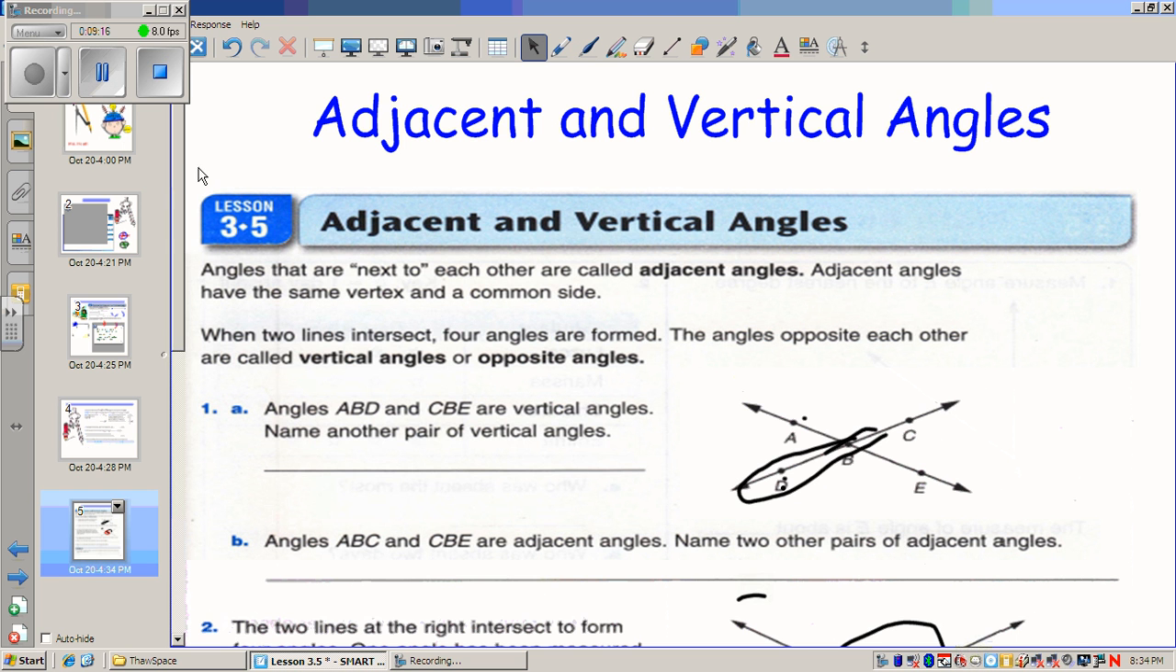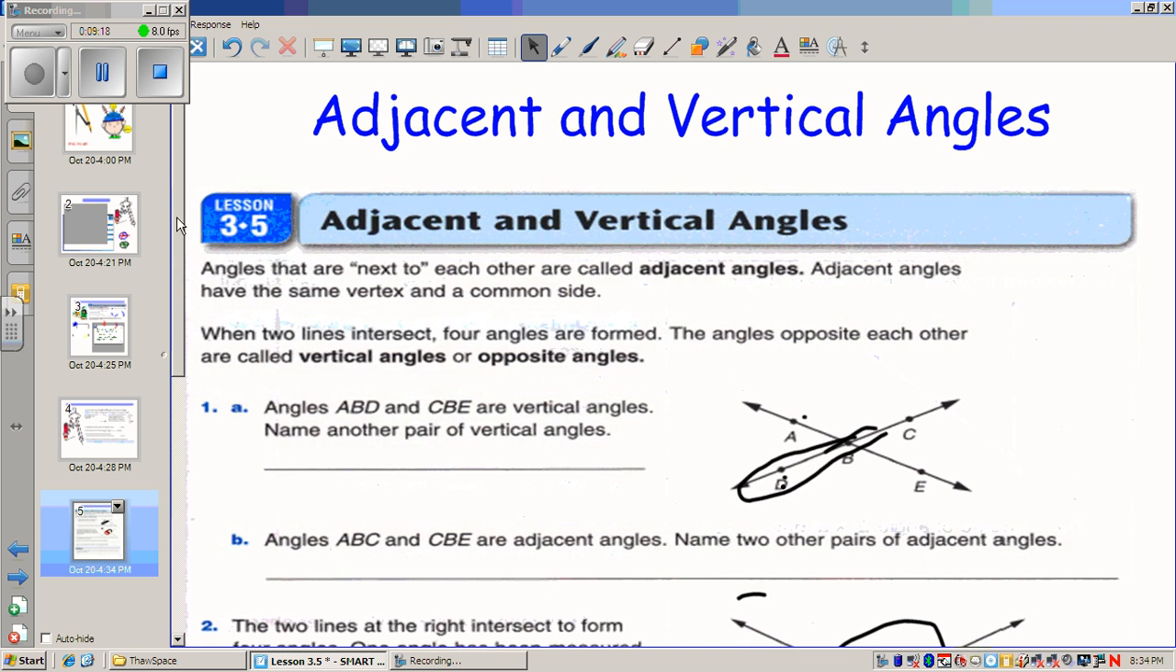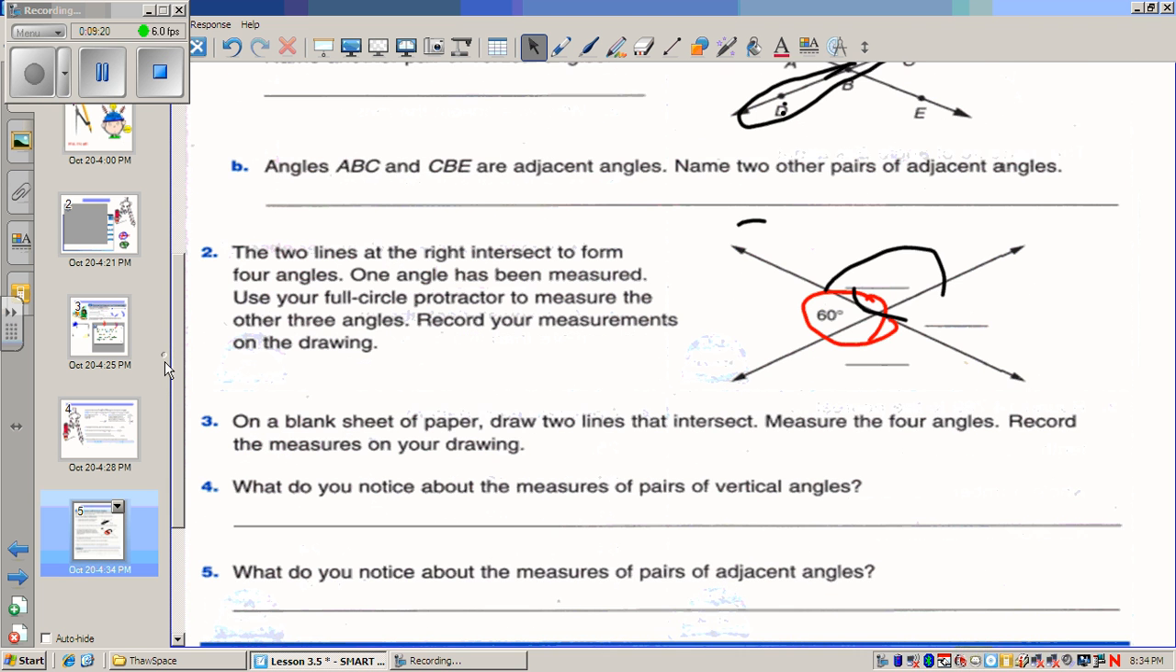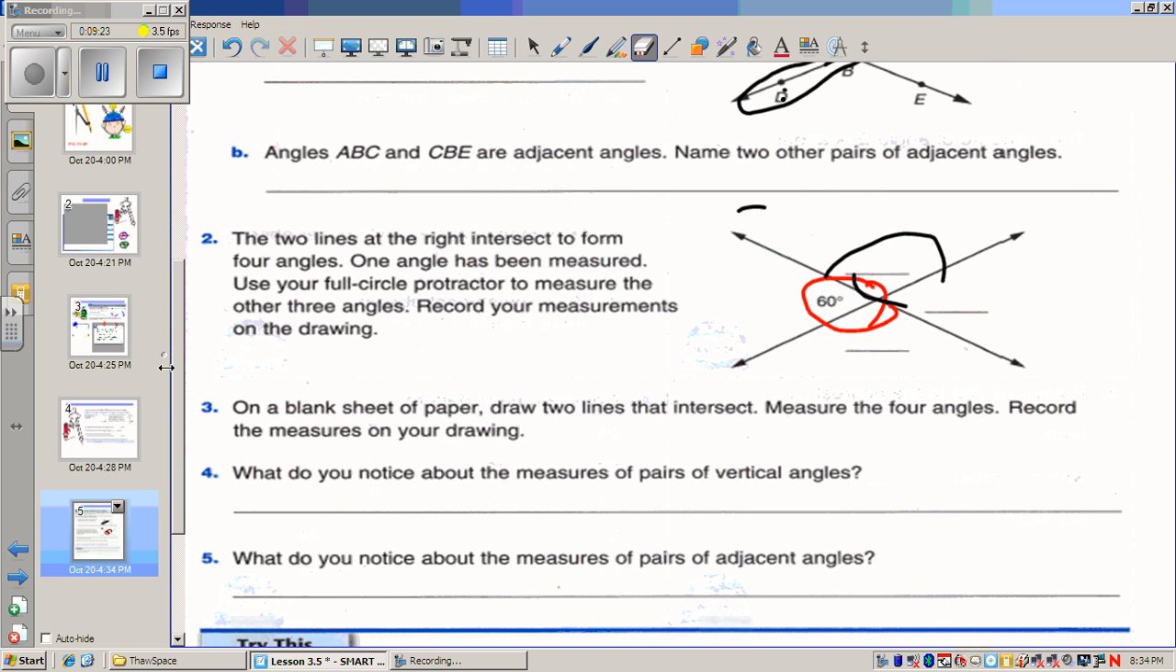So let's move down a little bit so we can talk about this a little more. So now on here, and I need to erase again, I apologize, I draw as I'm trying to work on my lessons ahead of time. So it says two lines at the right intersect to form 4 angles, and we can see the 4 angles, 1, 2, 3, and 4. One angle has been measured. Use your full circle protractor to measure the other 3 angles and record your measurements.